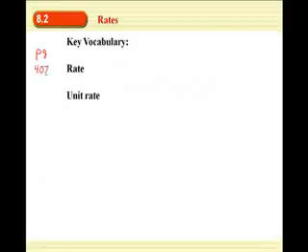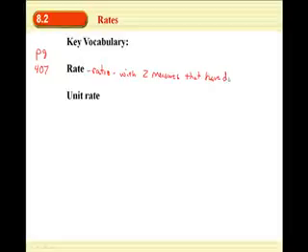Rate. A rate is a ratio with two measures that have different units. And I'm getting it right from the book. If you can't read my writing, it's almost right next to the vocabulary words.